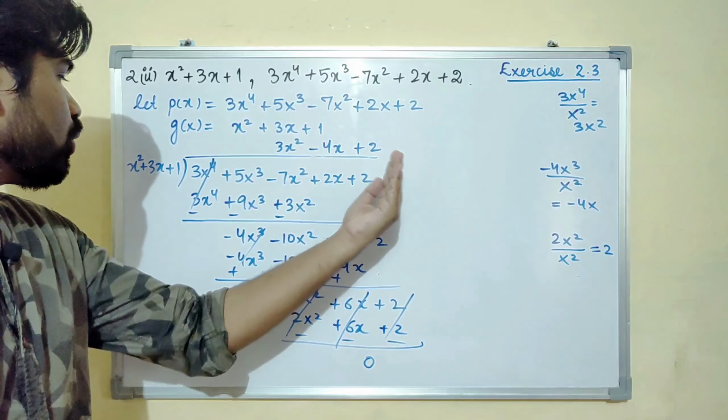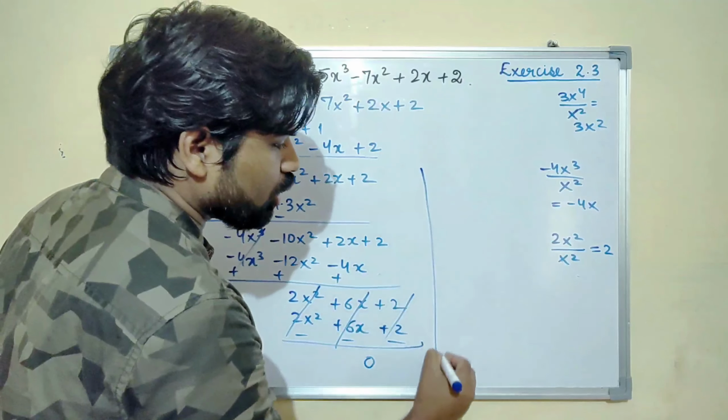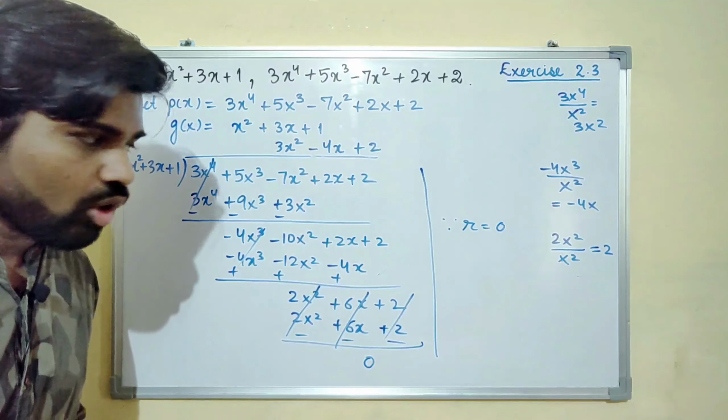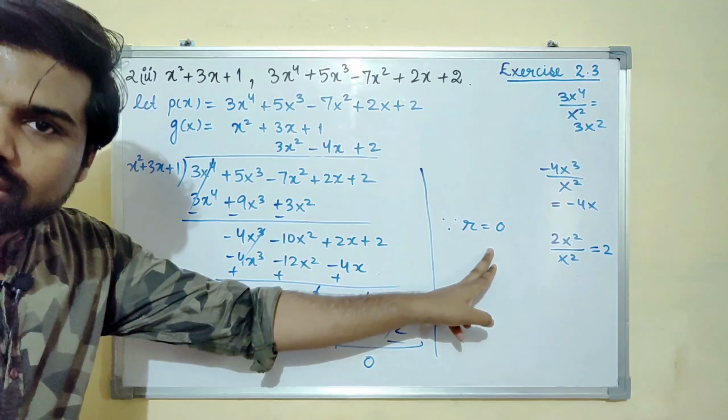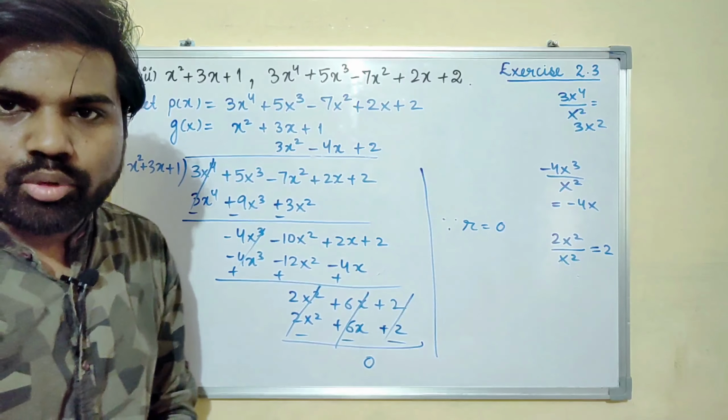How will you conclude this question? You will write it here. Since the remainder is 0, I am not writing, you can write it in the book, copy, okay. Since remainder is 0, that means the first polynomial is a factor of the second polynomial.